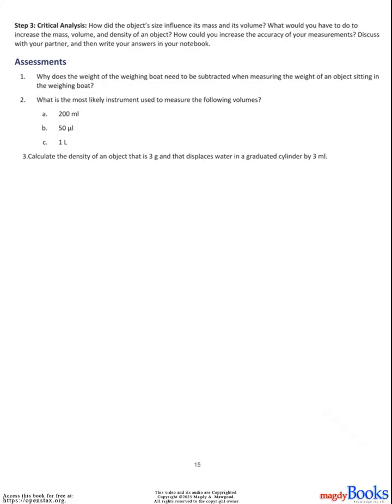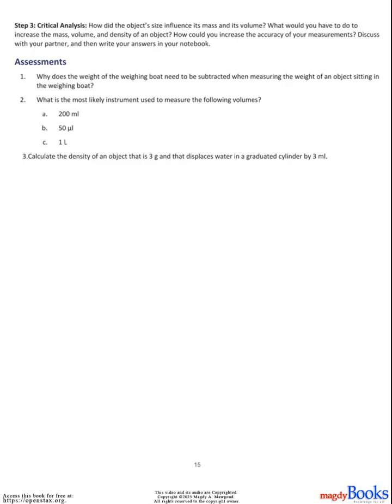Step 3. Critical analysis. How did the object's size influence its mass and its volume? What would you have to do to increase the mass, volume, and density of an object? How could you increase the accuracy of your measurements? Discuss with your partner, and then write your answers in your notebook.